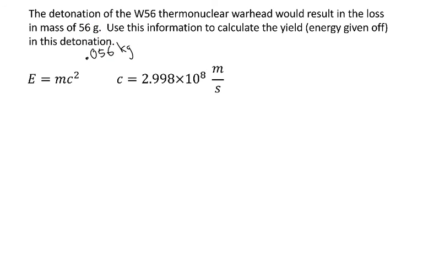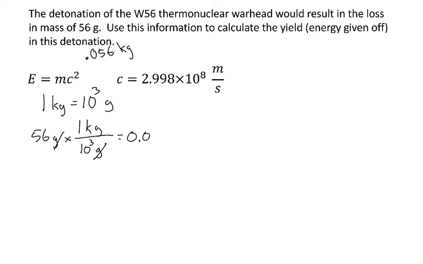To get that, I use that 1 kilogram is equal to 10 to the third grams. So when I take my 56 grams, the 10 to the third grams will go on the bottom, the 1 kilogram will go on top, and so when I divide that out, I get 0.056 kilograms. All right, and this is what I'll plug in for the mass, right? We know the speed of light, and so then it's just solving for E.